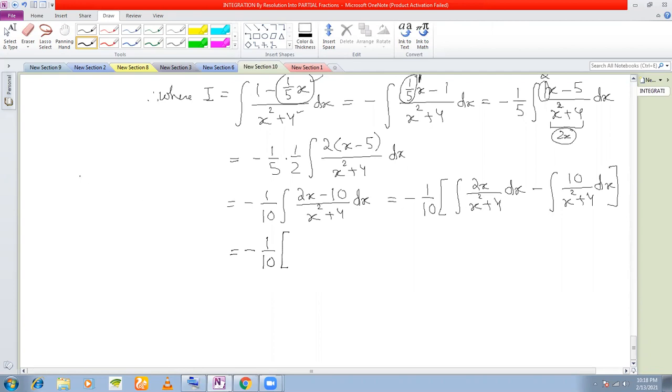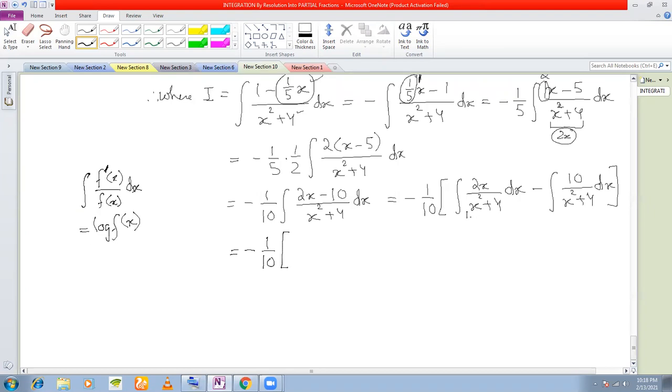Now see, if you remember this integral, what was this integral? Integral of f dash x by f x dx. This was a standard integral: the integral of the derivative of a function divided by that function. What is that integral? It is log f x, right? If you remember.